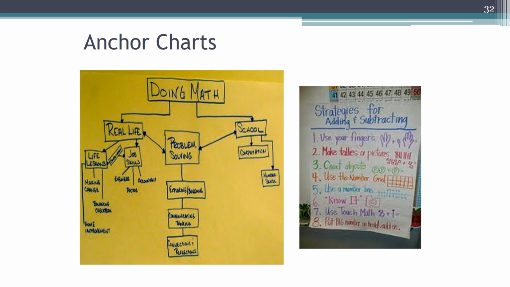You might find that using anchor charts is helpful. A lot of times we tend to use anchor charts simply for strategies, but you can see from the one on the left, doing math, we've got real life and school, and they connect through problem solving. So this is more a conceptual anchor chart, but it can be posted and kids can come back to it and refer to it as they're working through things.